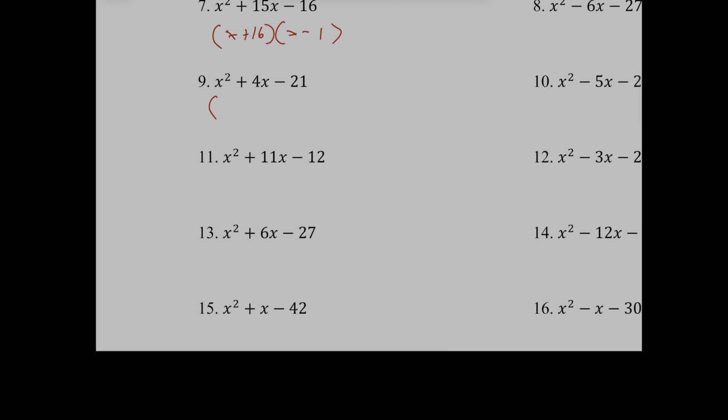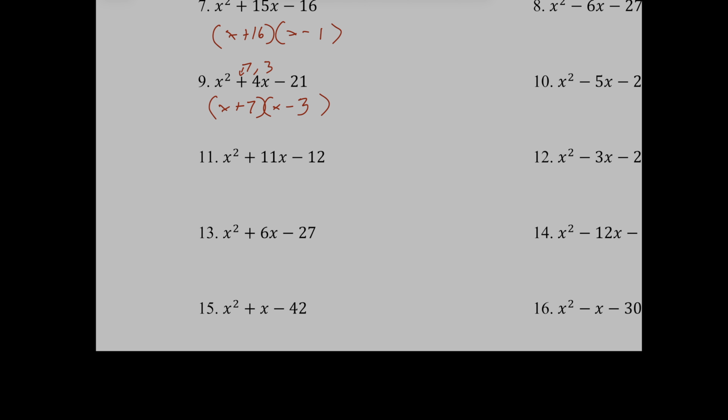Number 9. I probably should have set up these parentheses beforehand. I'll do that in B and C to make it quicker. Okay? So now, what multiplies to 21 but subtracts to 4? Sorry, I should have done this first. And the answer is going to be 7 and 3. And 7 is going to get the positive.